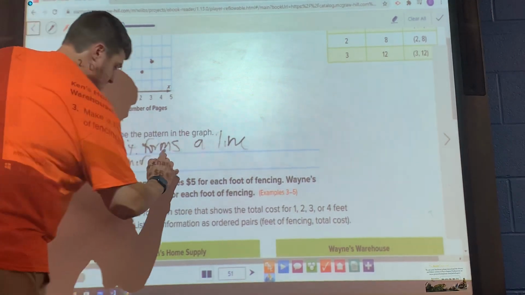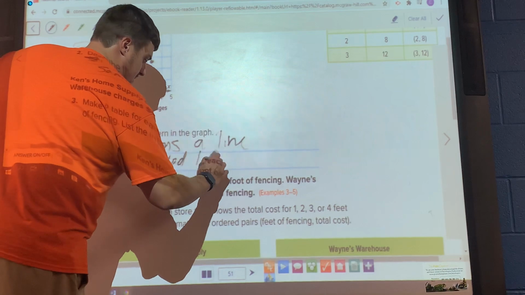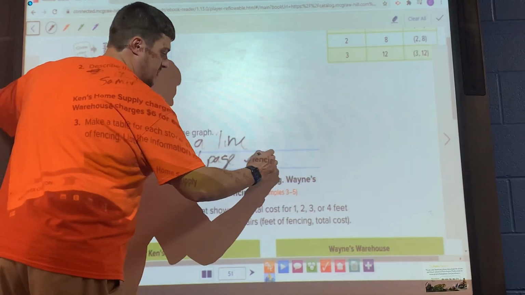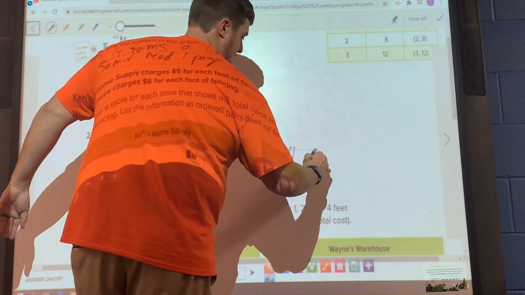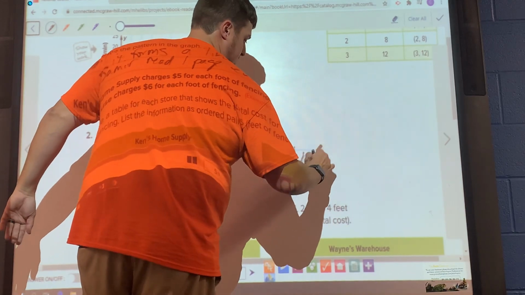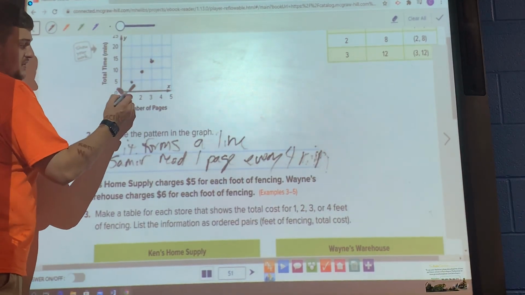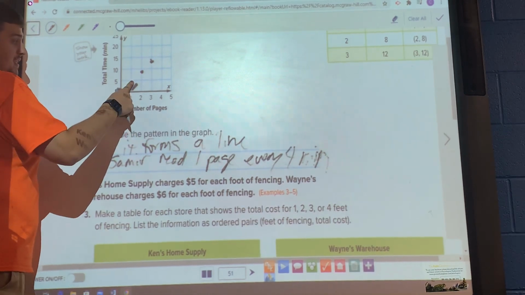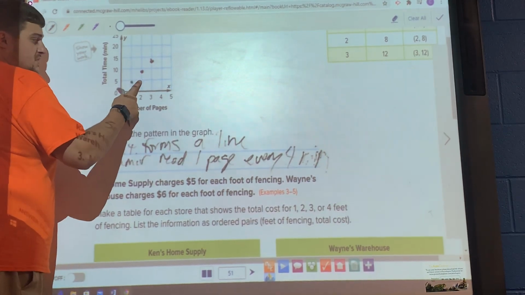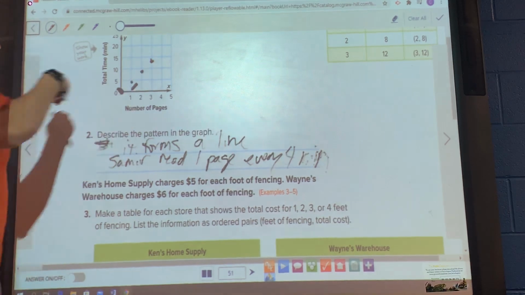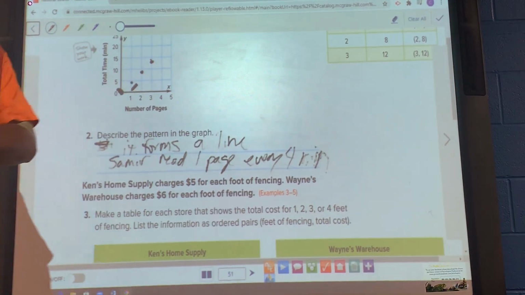Okay, and then what else can be said is that the graph shows Samir read 1 page every 4 minutes. And the reason we know this is, if we started at 0, 0, we go over to 1 page, well, that was 4 minutes. If we go over to another page, well, we went up to 8, so that's another 4 minutes. So it's a pattern, okay?